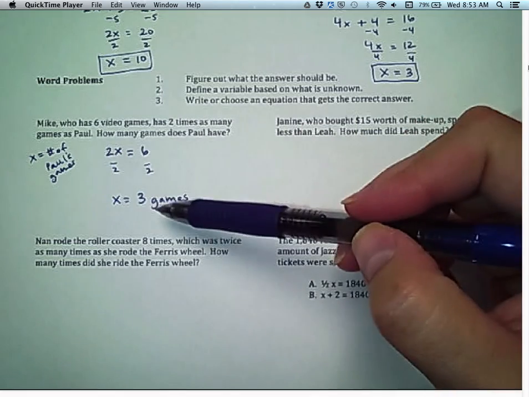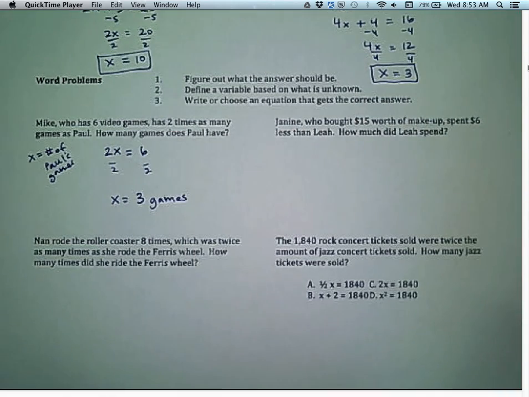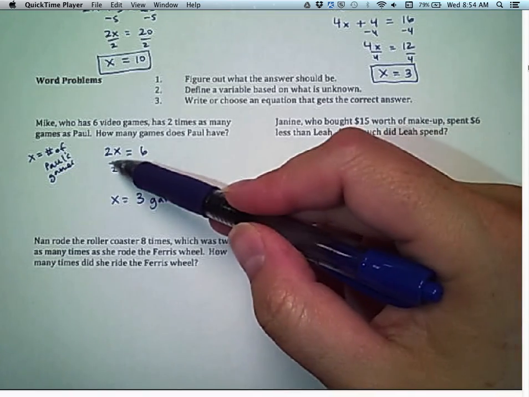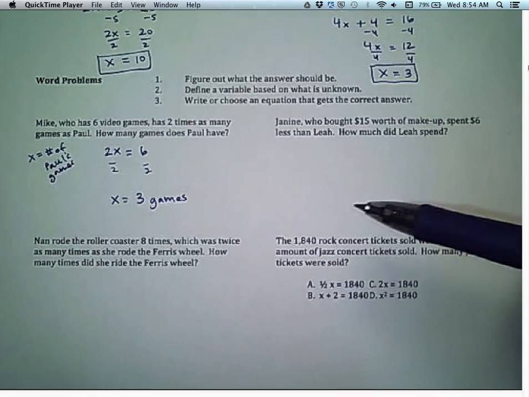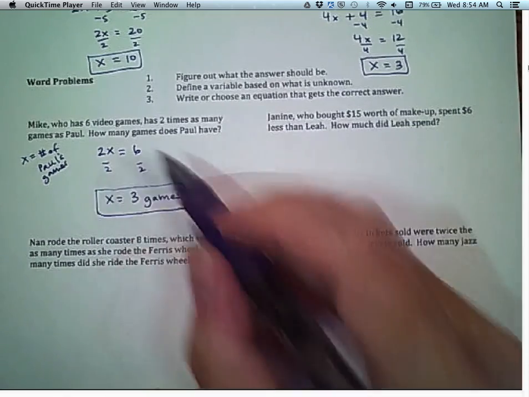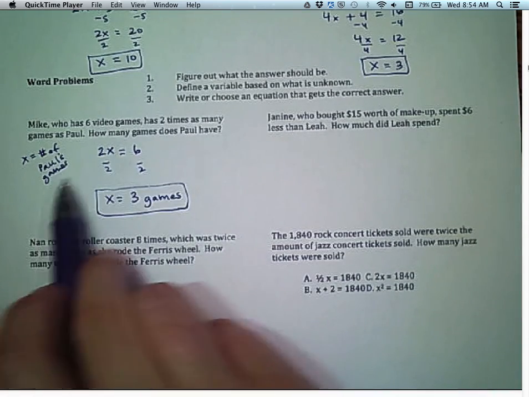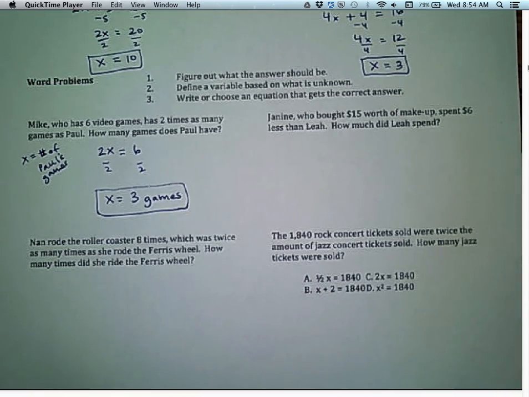All right, so a lot of times it's really confusing and you want to do 2 times the 6, but that would be way too many games. Paul doesn't have that many games. He has half as many. So we kind of do the inverse. We multiply the x instead of multiplying that 6. All right, so x is 3 games. Make sure on these problems you're defining what the variable is, you're setting up an equation, and you're solving it, and that your solution makes sense, and it's really what the answer should come out to be.